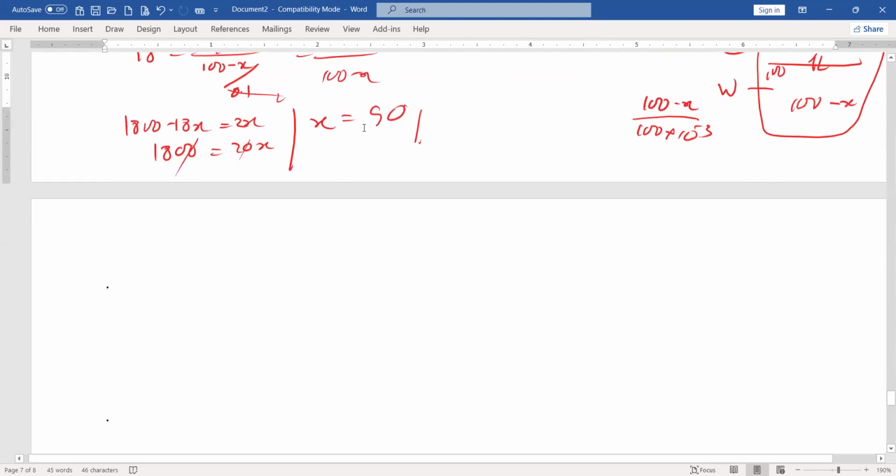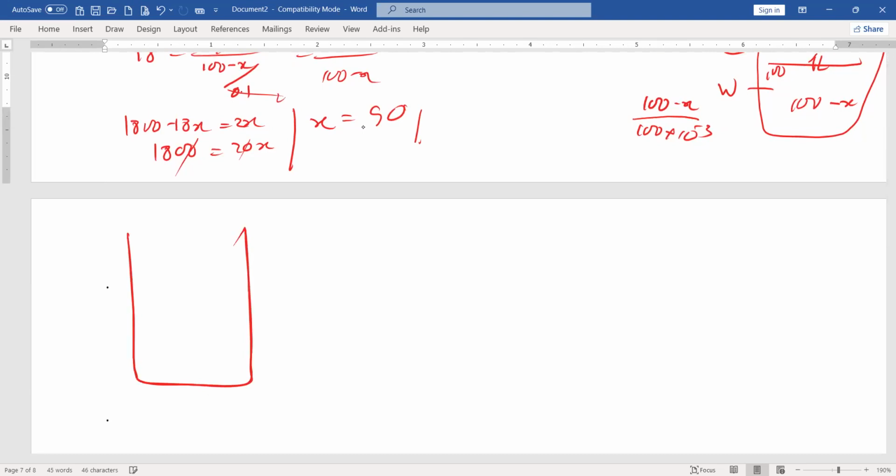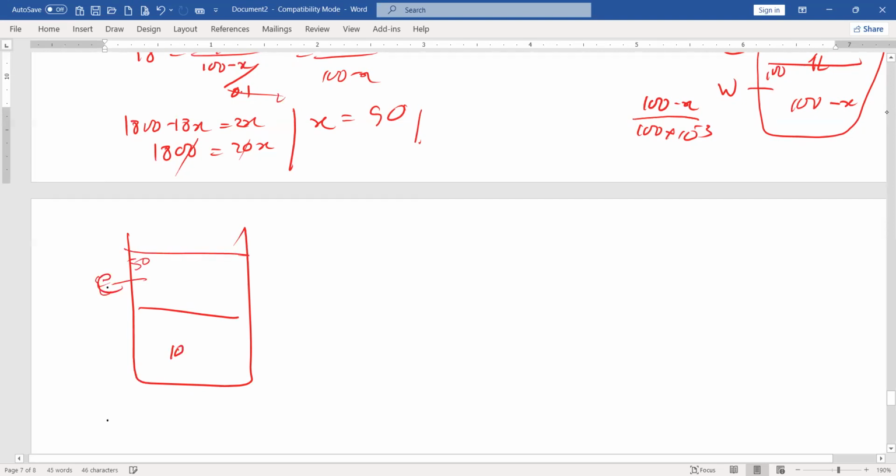Now in the second extraction, we have the aqueous layer. In that aqueous layer, we have 10. Why? 90 has been migrated, so 100 minus x means 10. We have 10 and 50 ether. The amount migrated is y. Then you will get 18 equals 2y over 10 minus y. Then y equals 9 in this case.